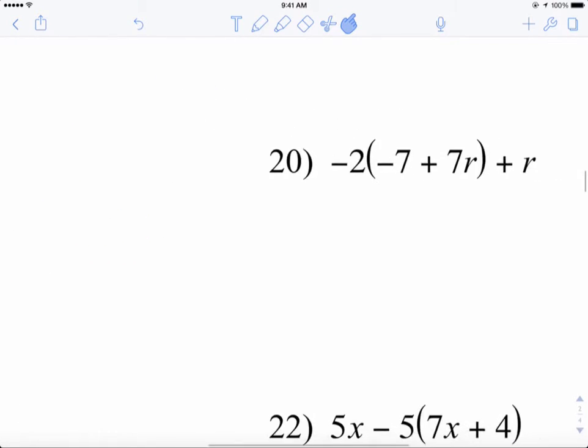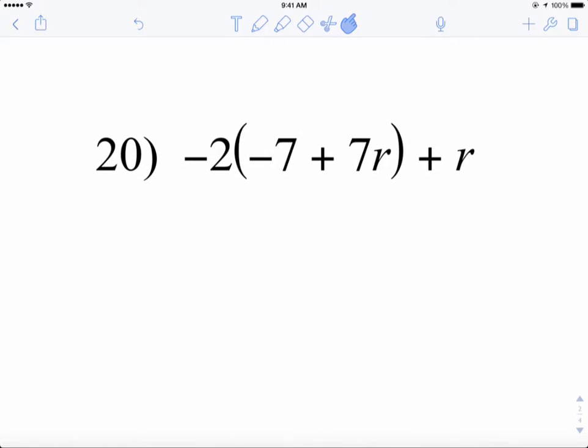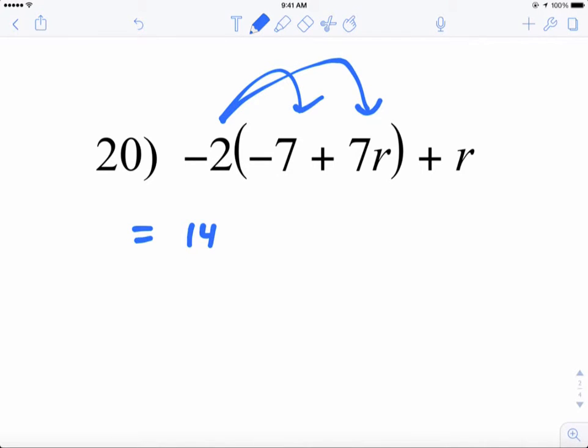All right. Now we've got to be a little bit careful about our negatives. Negative 2 times negative 7 is positive 14. Negative 2 multiplied by positive 7r is negative 14 times r. And then we have this plus 1r, if you will.